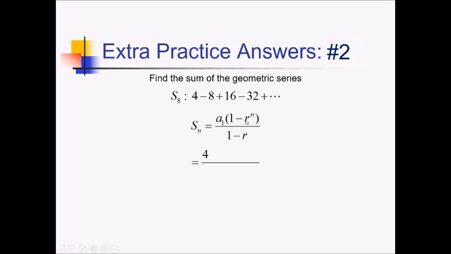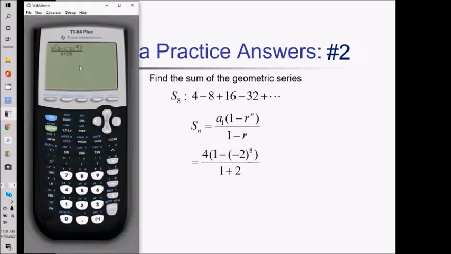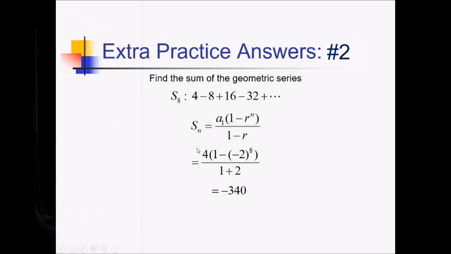So common ratio, let's see, we're multiplying by -2 each time to get the next term, and then n in this case is 8 because we want the sum of the first 8 terms. So we have 1 minus -2 in parentheses raised to the 8th power, all over 1 minus -2 or 1 plus 2. And I'm just going to do this on the calculator now. If I run those numbers, that's going to come out to -340 for this one.